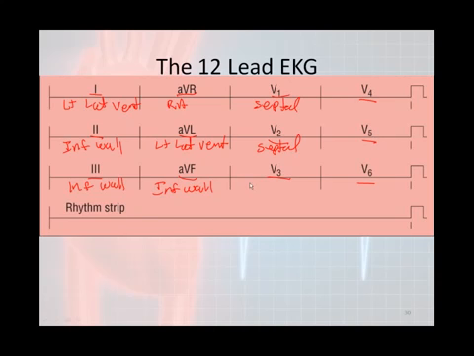V3 is actually the anterior left ventricle. V4 is also the anterior left ventricle. V5 and V6 are the left lateral ventricle.